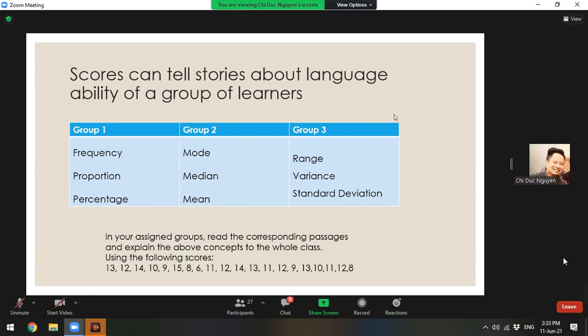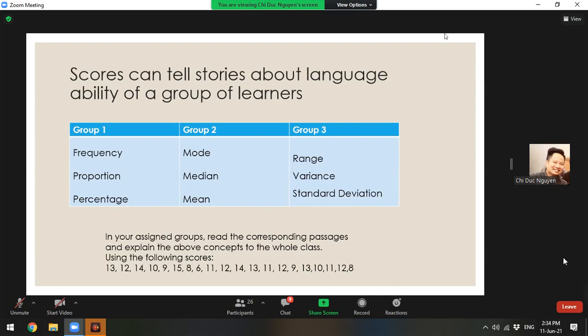So in order to have an overview of the language ability of a given group of students, what is going to be the most important indices among the nine indices over here? Yes, the first one, you need to work in group, identify the underlying concept, the underlying definition of the terms over here. And in order to have some overview about the language ability of a given group of learners, what might be the most important indices?